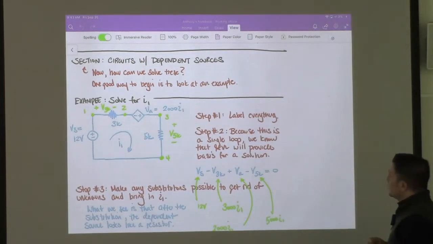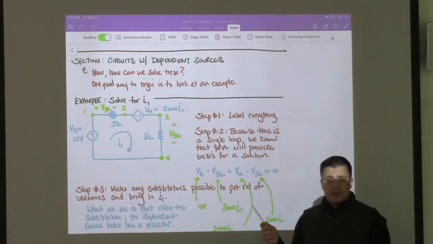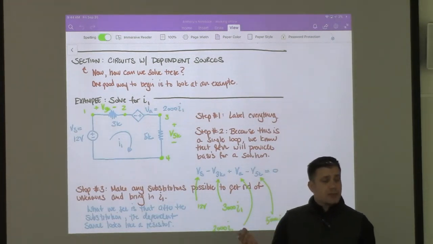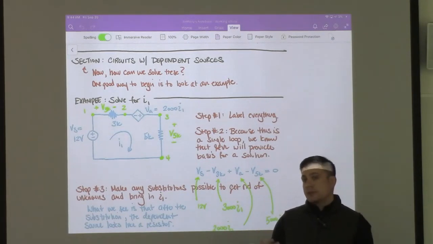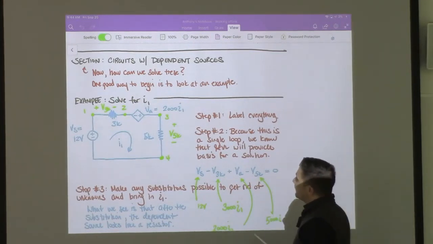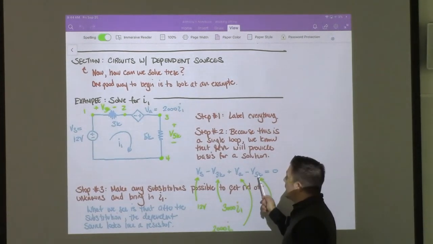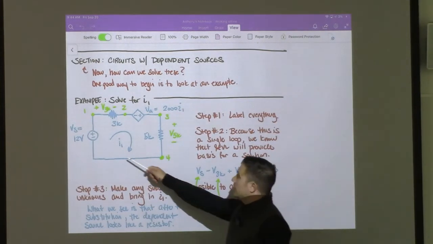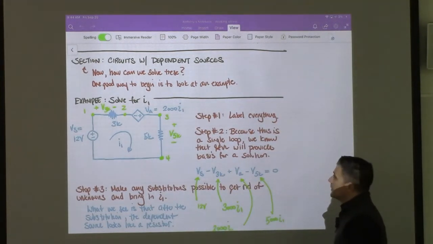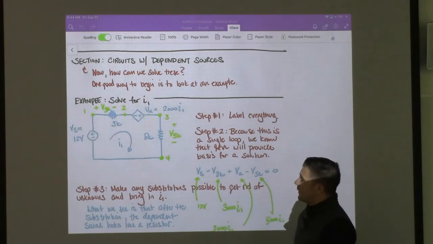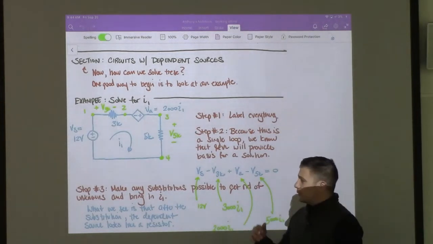Because this is a single loop, we know that KVL will provide the predominant basis for finding a solution, right? For single node pairs, it's KCL. That's the most interesting aspect because there's only one voltage across the terminals. And then for a single loop, KCL is not very interesting because there's just one current. So KVL is the one that we're going to use. So let's write out KVL. We have VS minus V3K plus VA minus V5K equals 0. Just the voltage across all of these elements. VS and VA are positive because they share the same polarity. V3K and V5K are negative because the polarity opposes it.